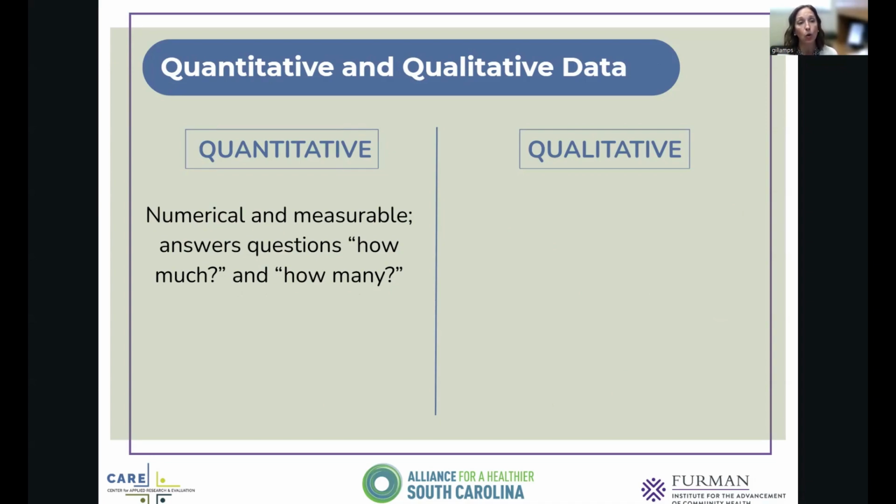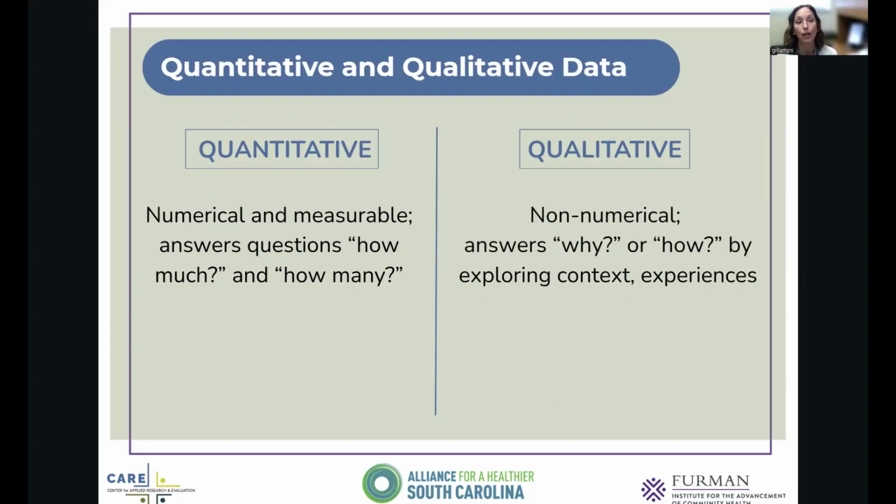Now, when we talk about qualitative data, we're talking about non-numerical data. Those are data that help you explain the quantitative data. It answers the questions of why or how. It gives you context behind the quantitative data. So both are very useful and very important in terms of conducting CHNAs.